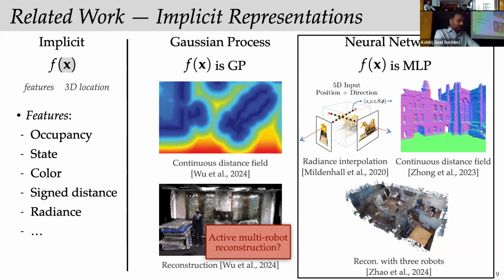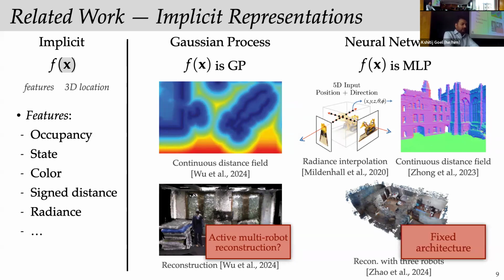For neural networks, typically a multi-layer perceptron is used as a representation. Reconstruction with multiple robots is known to be possible through a recent work, which shows reconstruction using 3 robots. However, in this case, the overall limitation is due to the fixed MLP architecture. All the robots used a fixed number of layers and a fixed number of neurons for every possible environment. Ideally, we want the architecture to be flexible and adaptable to the kind of environment the robots are observing.